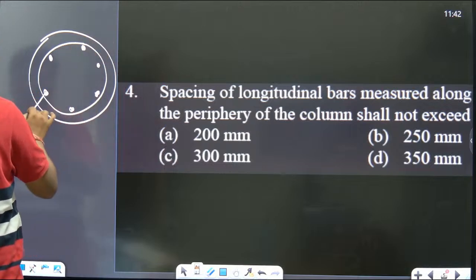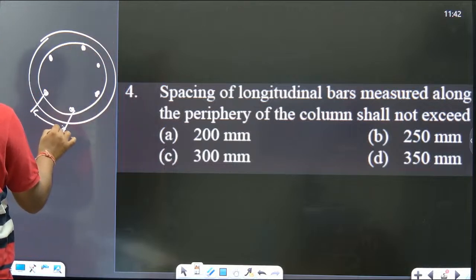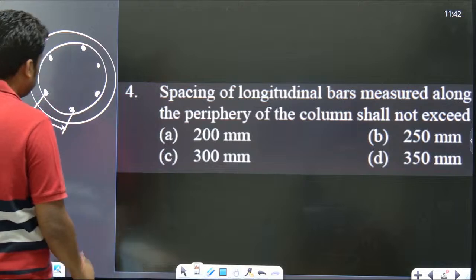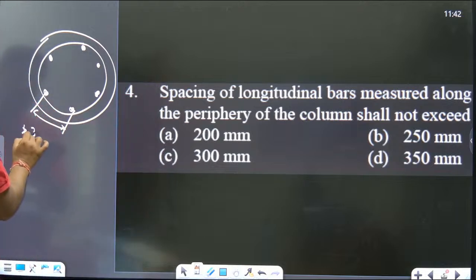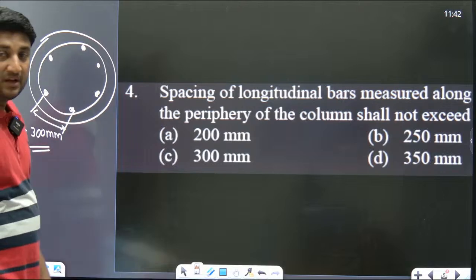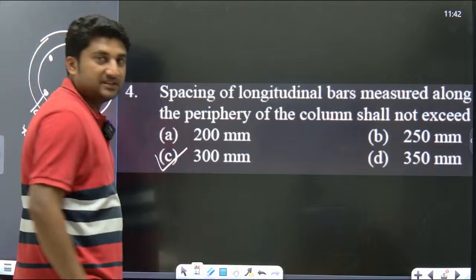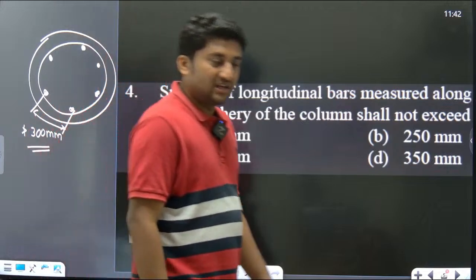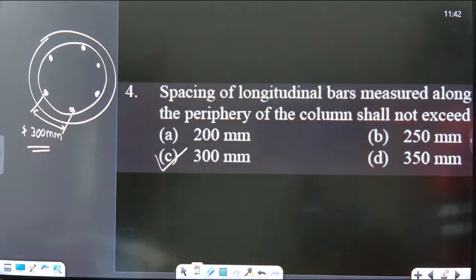So along the periphery, this distance should not be more than, should not exceed 300 mm. So this spacing along the periphery should not be more than 300 mm. Option C is the correct answer. Understood everyone? Yes, this is the correct answer. Shall I move ahead?